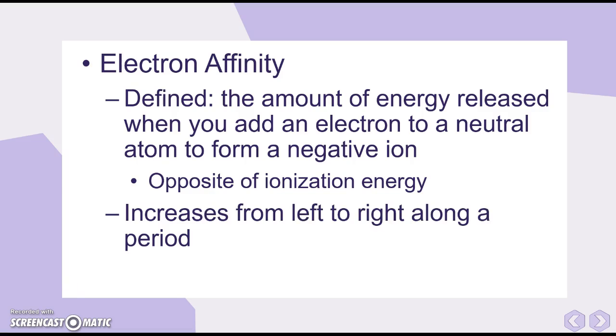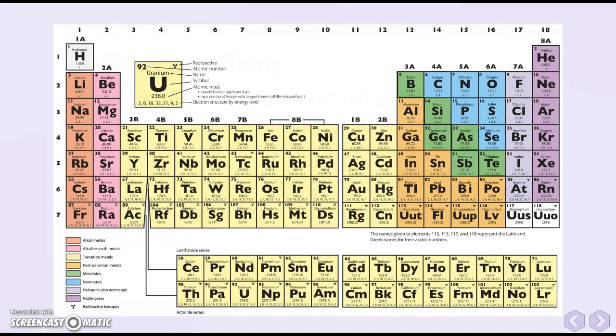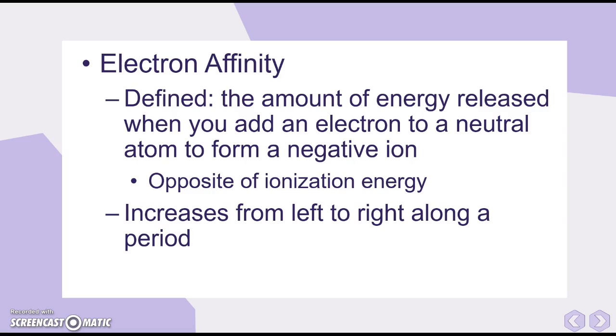And you've got two things going on here. It increases from left to right along a period, and it also decreases as you go from top to bottom on the periodic table. So your overall trend, and again this should be in your notes, your general trend of electron affinity is bottom left to top right, electron affinity increases.